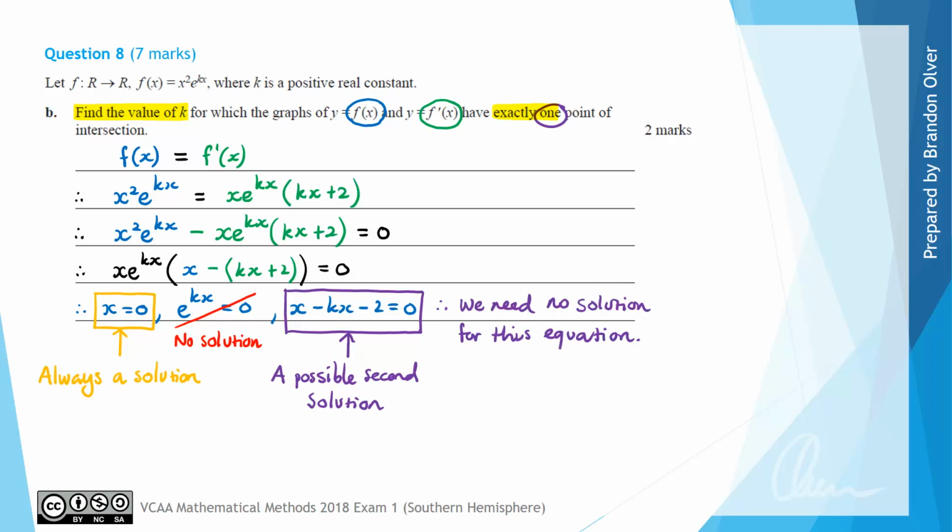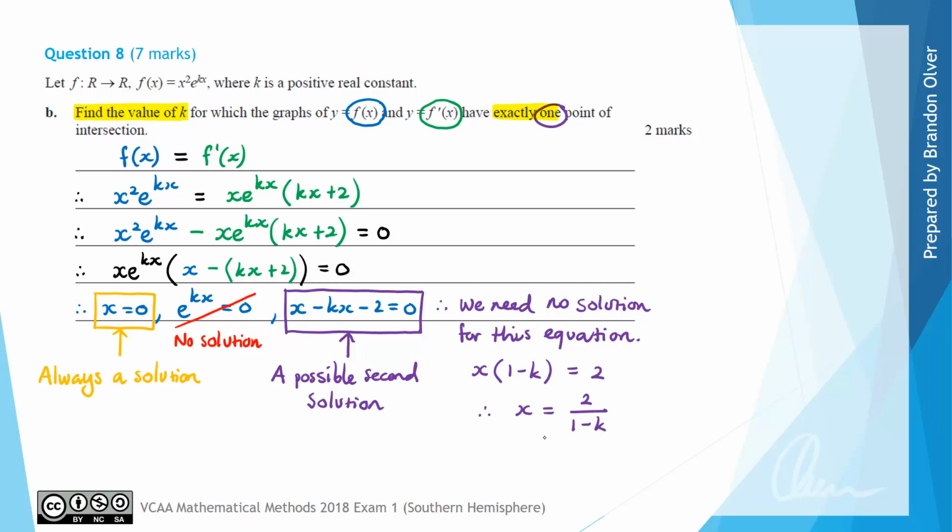So now our job is to find the value of k such that there's no solution to x minus kx minus 2 equals 0. So to do that, x minus kx has a common factor of x, so we can write that as x times (1 minus k), and then we're going to add the 2 across so that the equation equals 2. So therefore, x would equal 2 divided by 1 subtract k.